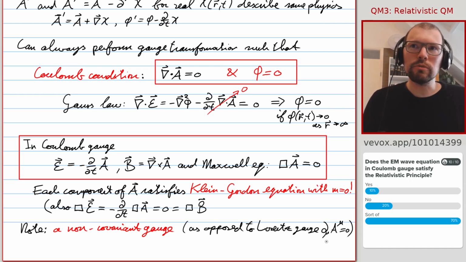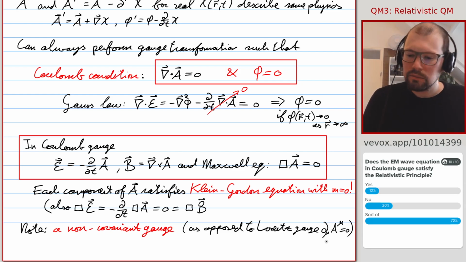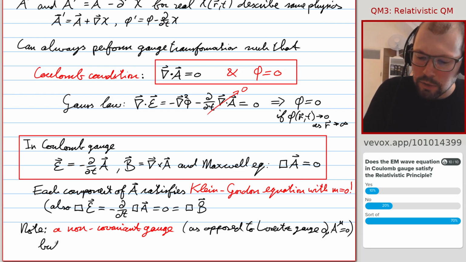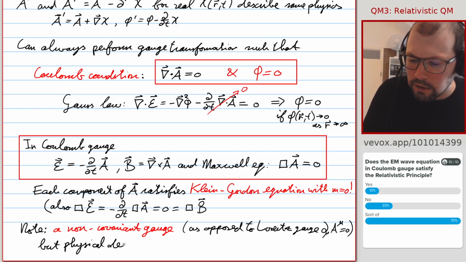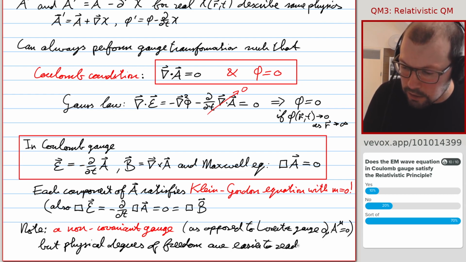What is the advantage of working with this non-covariant gauge? It's because since we are imposing such a strong gauge condition, it's easier to read off the physical degrees of freedom. So the physical degrees of freedom are easier to read off here.